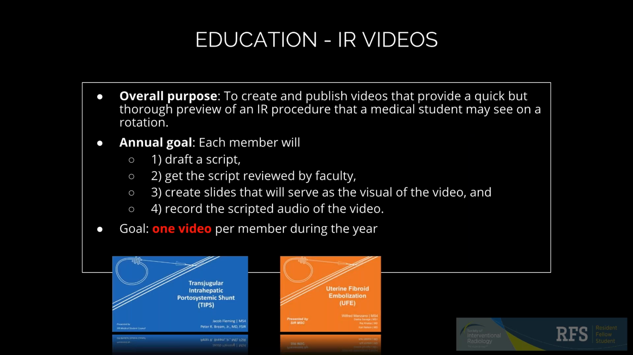So the first subcommittee I'm going to talk about is the Video Subcommittee. The purpose of this committee is, not surprisingly, to create and publish videos. And the idea is that these videos would provide a quick but thorough preview of an IR procedure that a medical student might see. And so you can check out the website that was on the previous slide to see some of these videos from before.